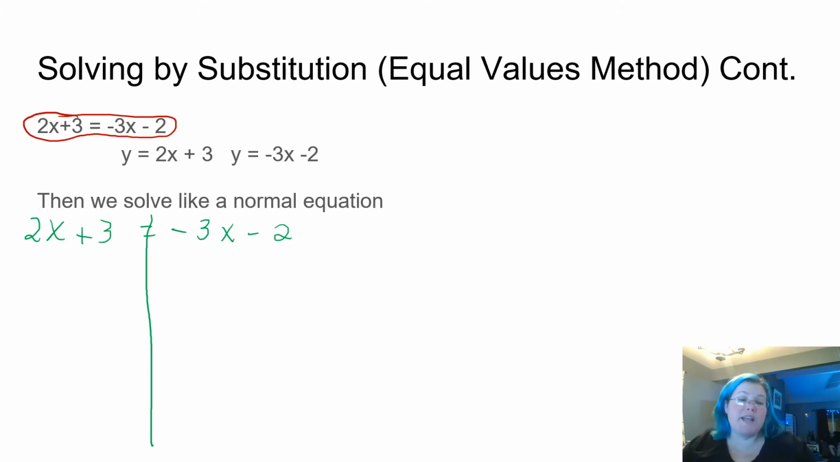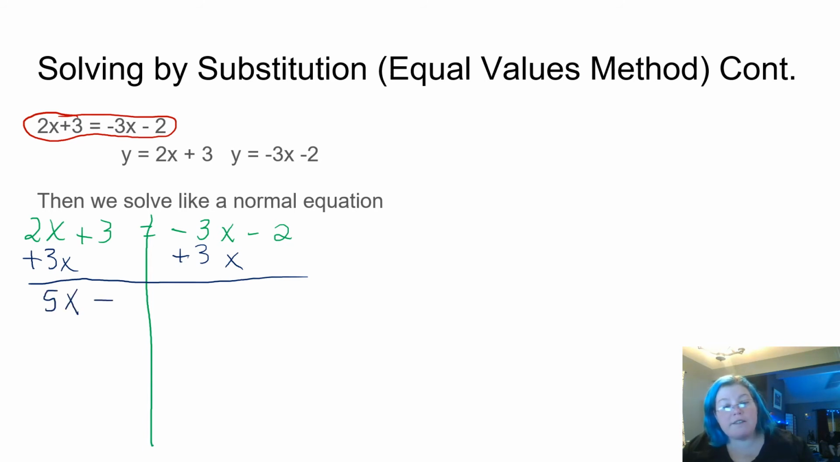So I have a 2x on the left and a negative 3x on the right. So what I want to do is get those x terms together. So I'm going to add 3x to both sides. Here I have 2x plus 3x is 5x plus 3. Negative 3x plus 3x becomes 0. And then minus 2. So we got our x's together.